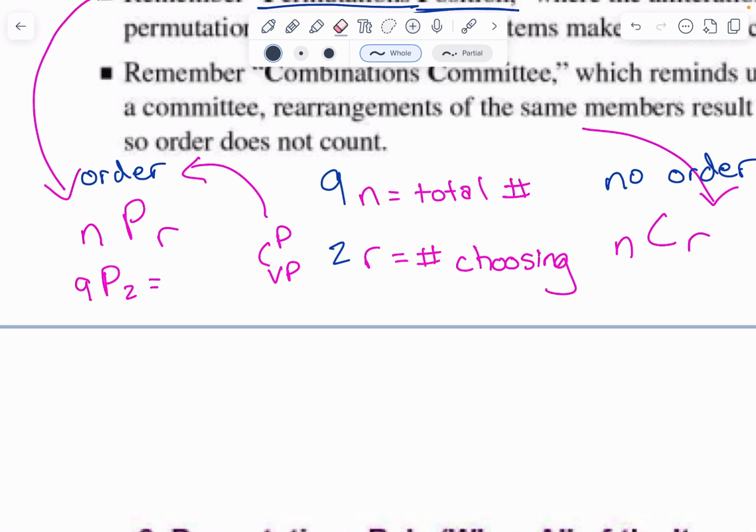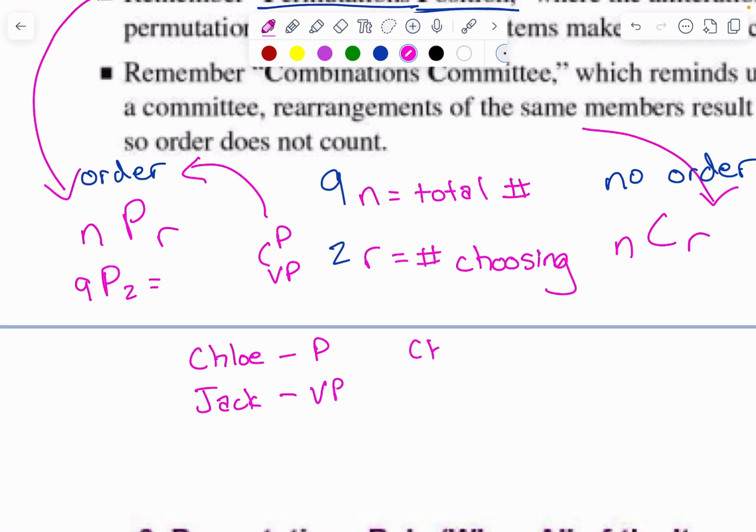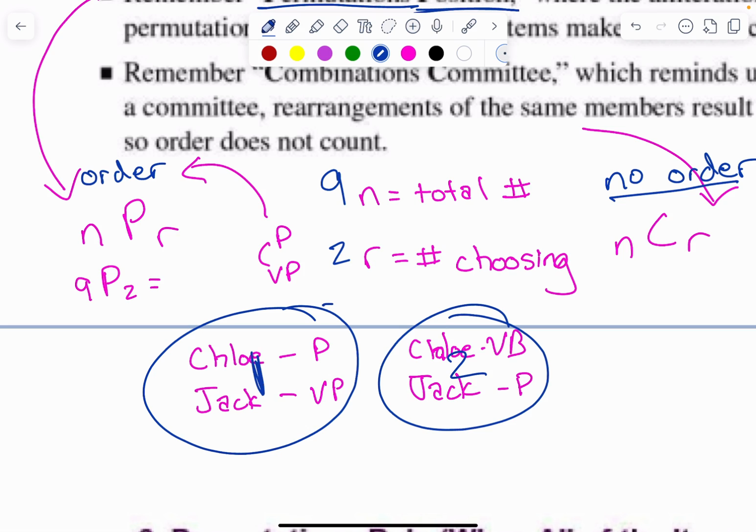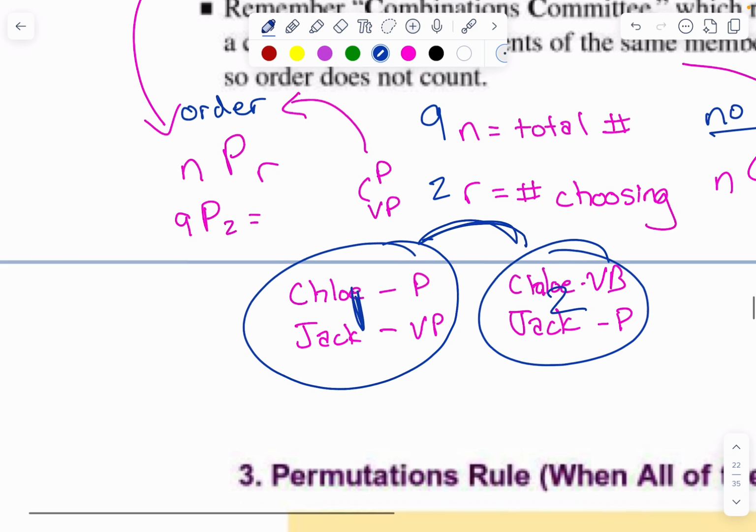Because if I say Chloe first for president and Jack for vice president, that is not going to be the same thing as Chloe for vice president and Jack for president. So when it is counting the number of options, this will be one option. This will be a second option. Does that make sense? Versus when the order doesn't matter, these will be counted as one, right? Chloe, Jack will be the same thing as Jack, Chloe, because we don't care what order they're in. When it's president, vice president, the order does matter.